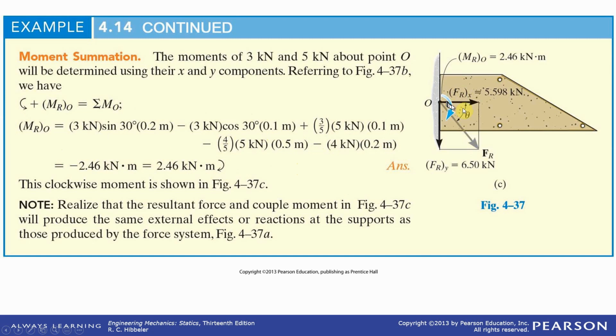This force, 5.598 kilonewtons to the right, 6.5 kilonewtons down, and 2.46 kilonewtons clockwise, will produce the same reactions at the wall as those produced by the original system. That's the point of equivalent systems.